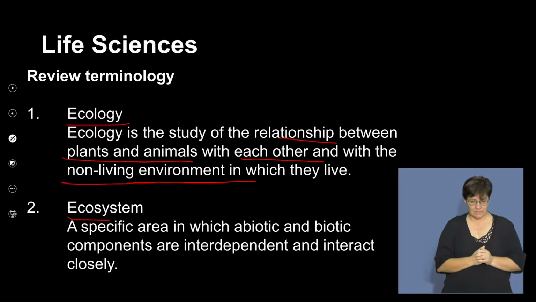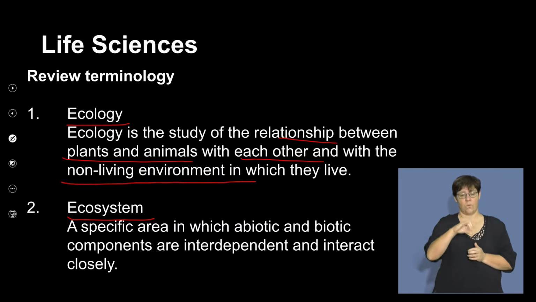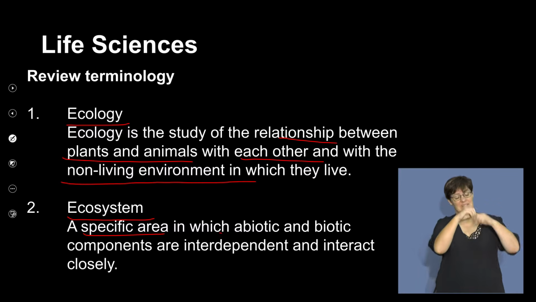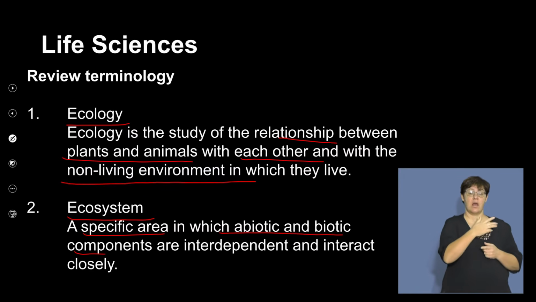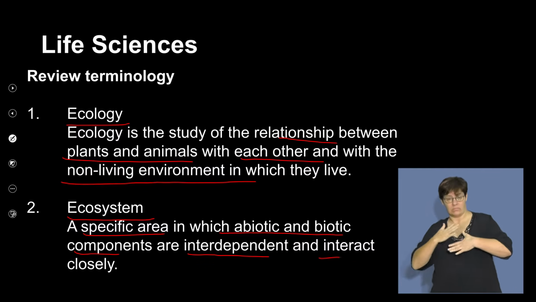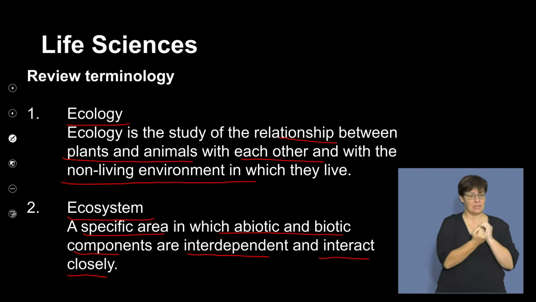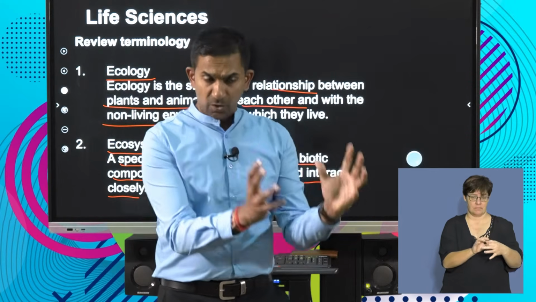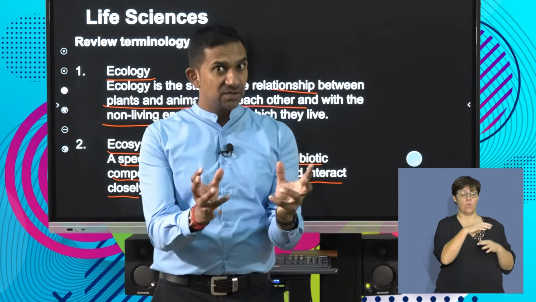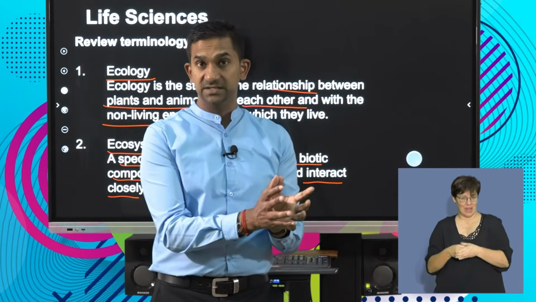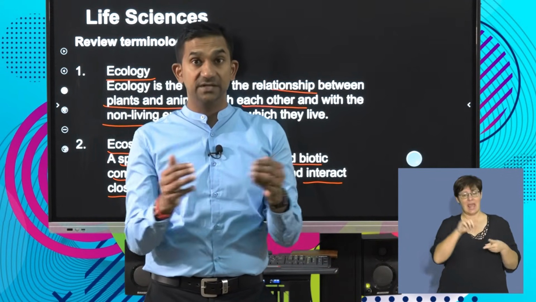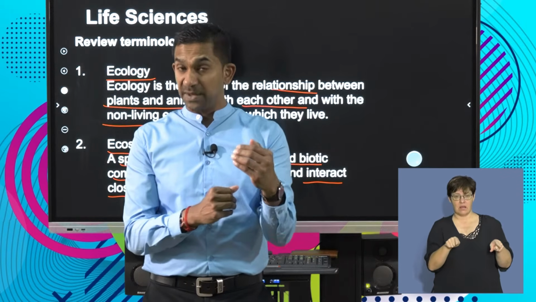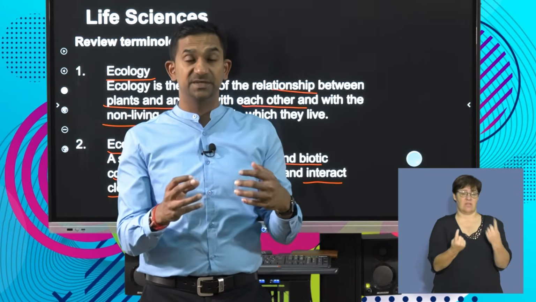The next term, as I mentioned, is ecosystem. Again, this defines a specific area in which the abiotic and the biotic components are interdependent and interact closely. It's important that we recognize that in ecology we have small areas called ecosystems, and in these ecosystems we have the biotic factors and the abiotic factors that interact with each other and are interdependent with each other, and that is what determines an ecosystem.